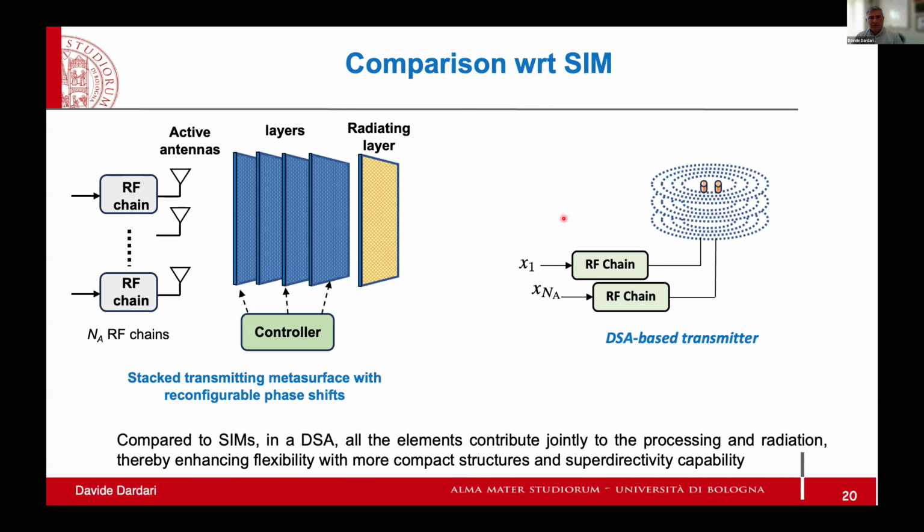Obviously, the main advantage of SIM is that we can exploit the similarities with the deep neural network, as Marco outlined before, so that, for instance, we can exploit feedback optimization algorithms like in a deep neural network, whereas here the optimization is much more complicated, so that is still an open issue to be investigated.